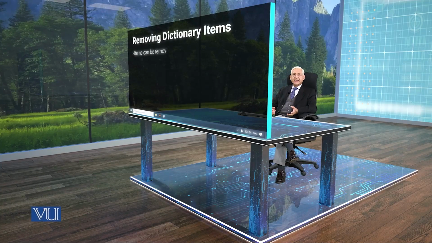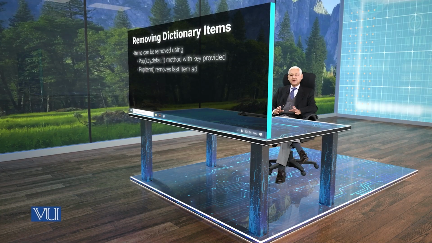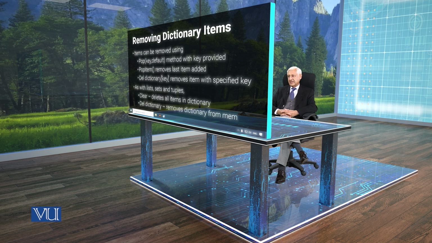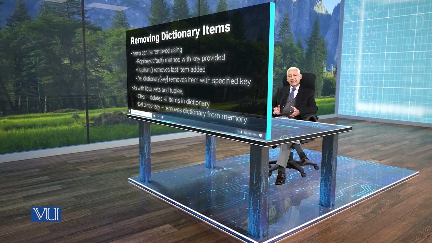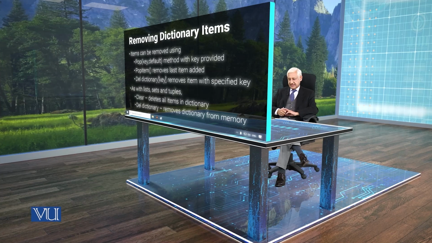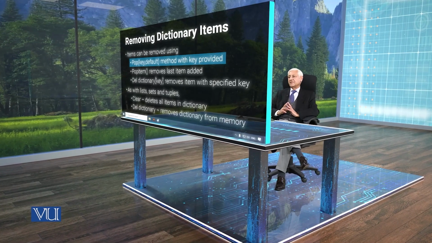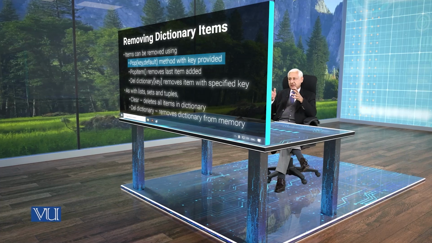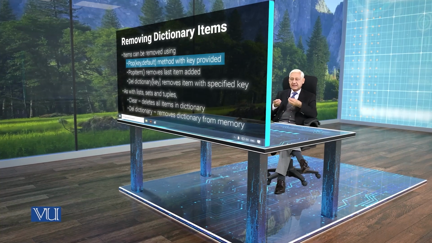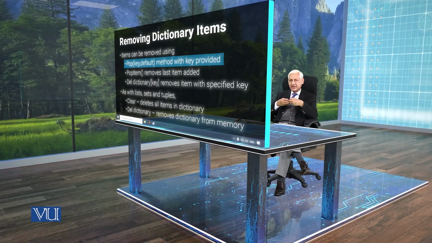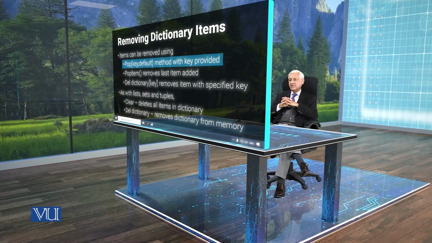So we've looked at how to add items to a dictionary, and we've also looked at how we change or update items in a dictionary. Now we're going to look at how to remove items from a dictionary. We have a pop method, which takes an argument of a key and it removes the item in a dictionary with the specified key.